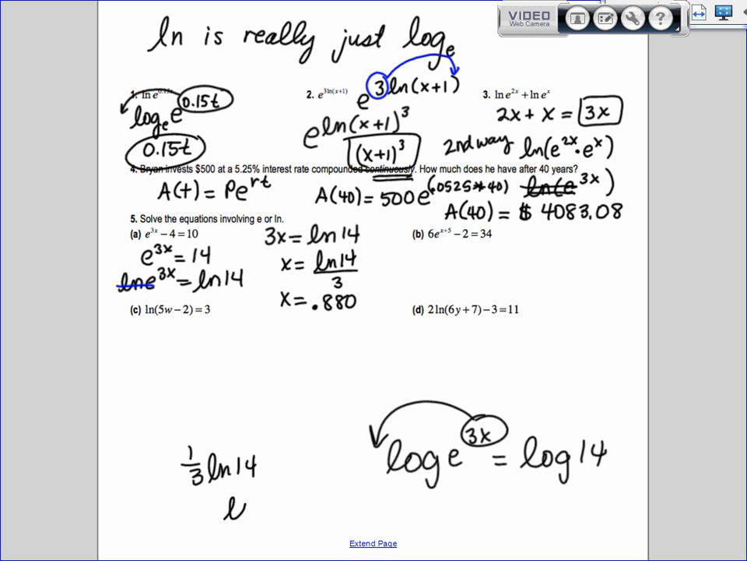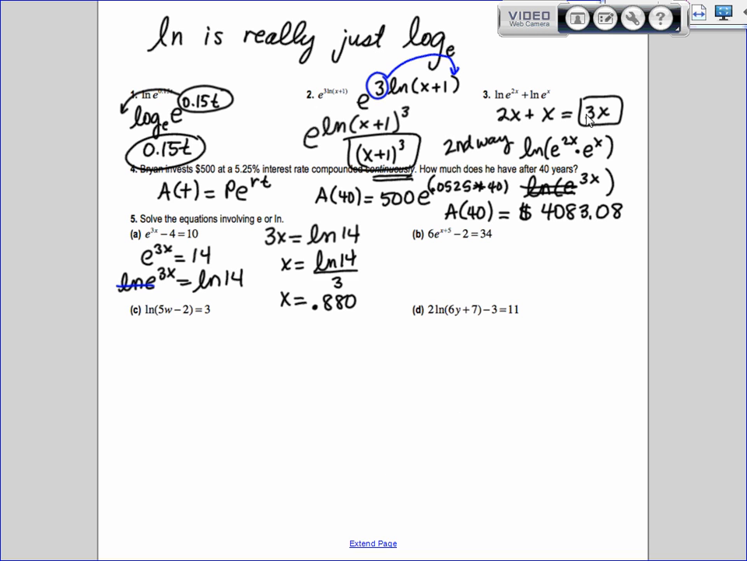Yeah, that's good. Or natural log of the cube root of 14. Do you see how you got that? You can bring the 1/3 up as a power. Those are all correct answers. It's frustrating with natural logs and logs. You can have lots of different answers. Okay, different answers that are the same thing, I guess I should say.